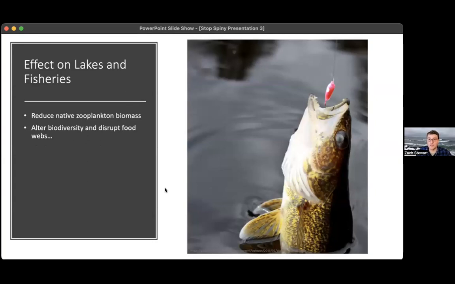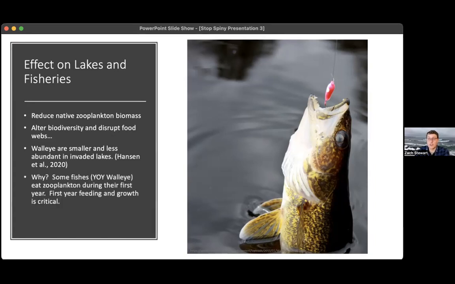So let's dive a little deeper into what spiny water fleas are and why we're so concerned with preventing their spread. So one reason is they can have negative effects on the lake ecosystem and the fishery. The way they do that is they reduce the biomass of our native zooplankton, which are important to lake ecology, and they tend to reduce biodiversity and disrupt the food web in a lake that they invade. In fact, there's some research out of northern Minnesota by Gretchen Hansen and her group that shows that walleye in particular are smaller and less abundant in lakes that have been invaded by spiny water fleas.